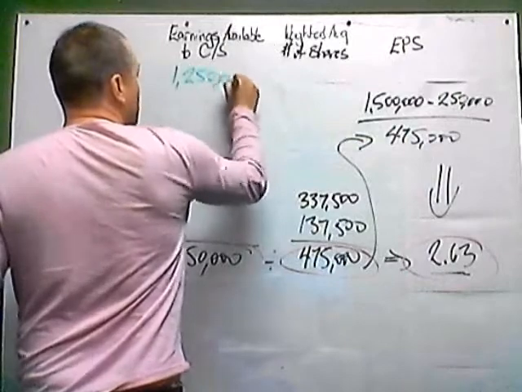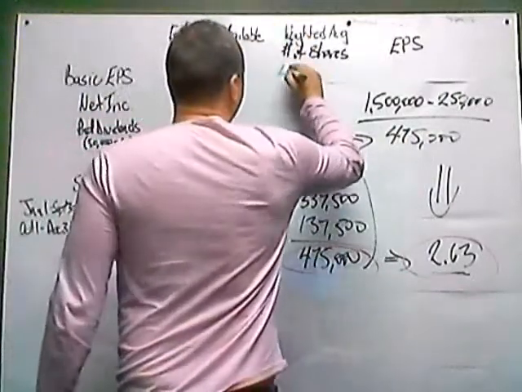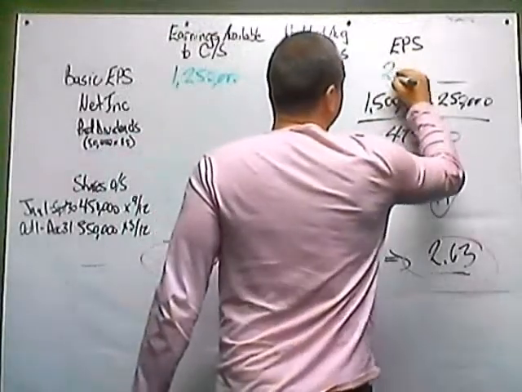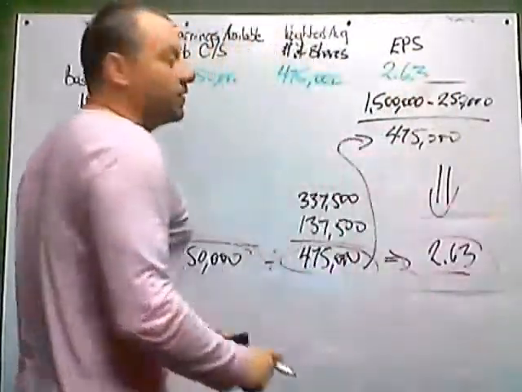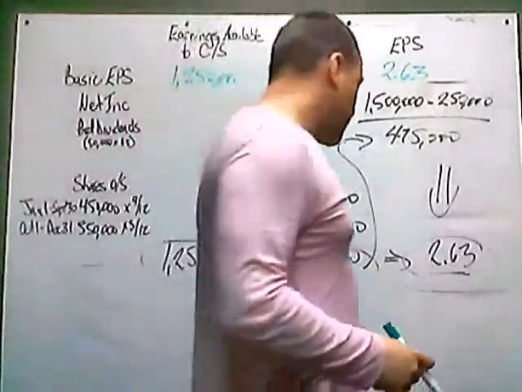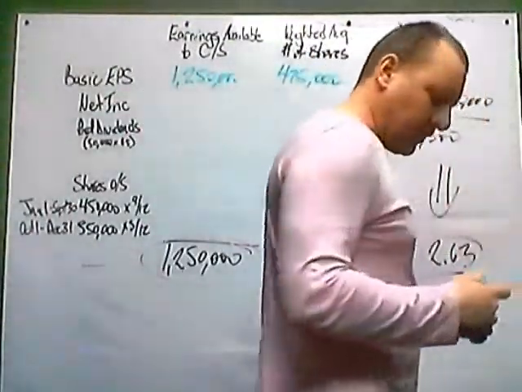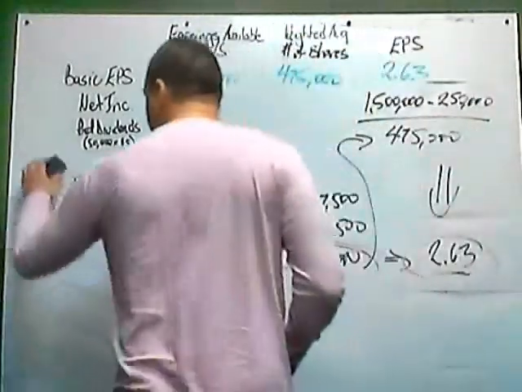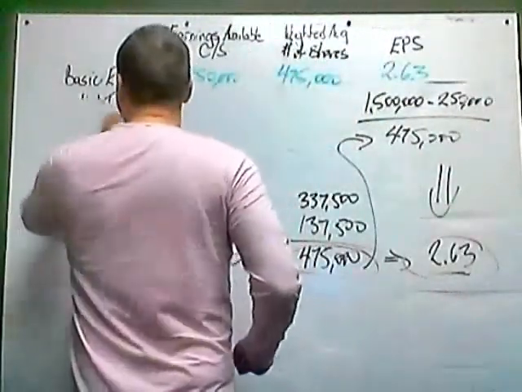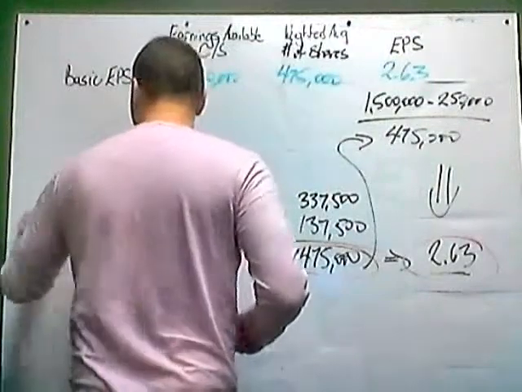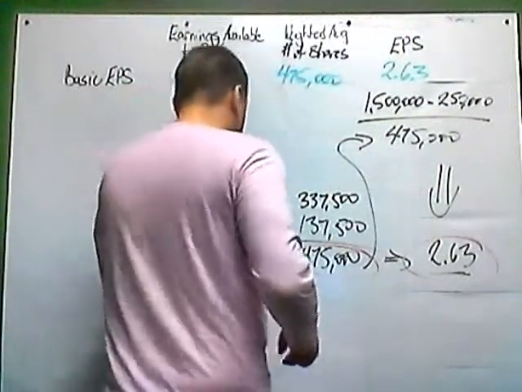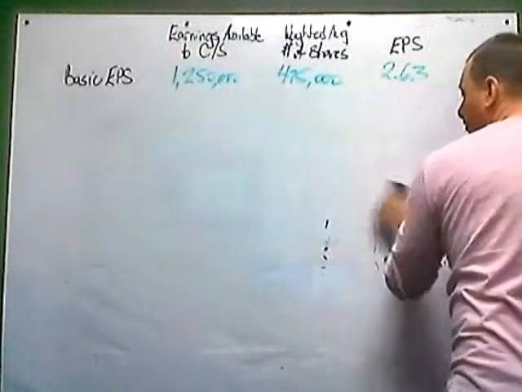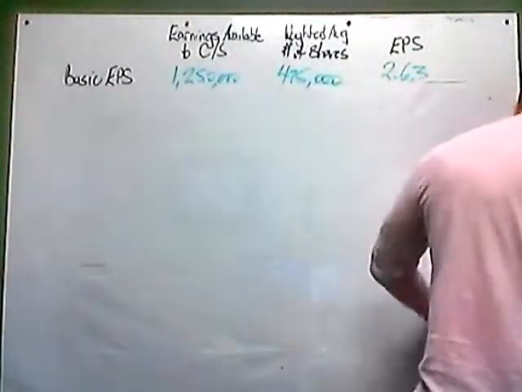250, 475, and our basic EPS of 263. Okay. I should have used black marker, it looks like. I just wanted to signify the differences. And again, you can always reference the answer key if you need to. If I'm just showing the steps to do this.